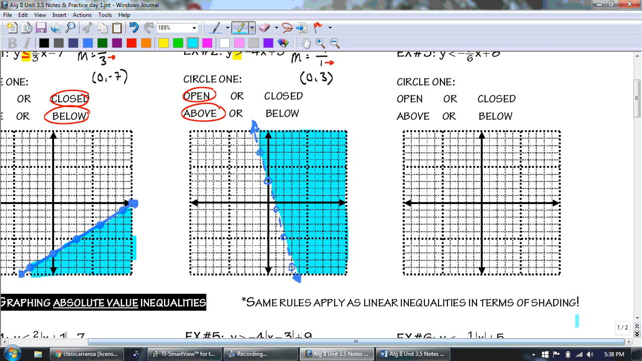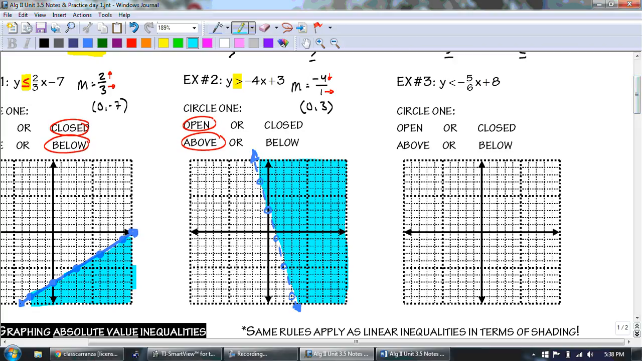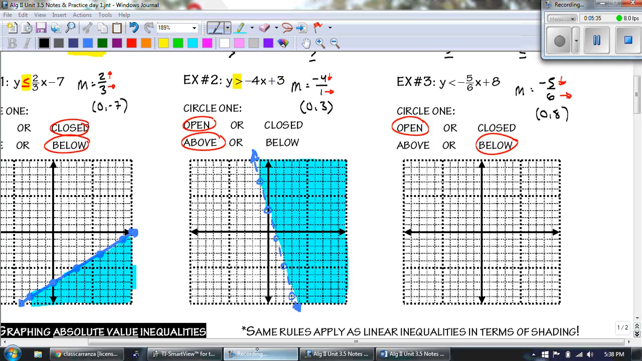Okay, nice one. What do you think? It's going to be open, and then we're going to shade below. Our slope is down 5 over 6. Negative 5 tells us to go down 5, right 6, and we begin at (0, 8). Go ahead and do it. Graph it, shade it. Good luck. Pause the video.